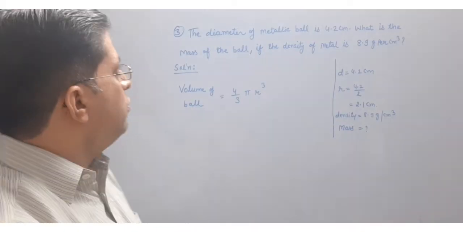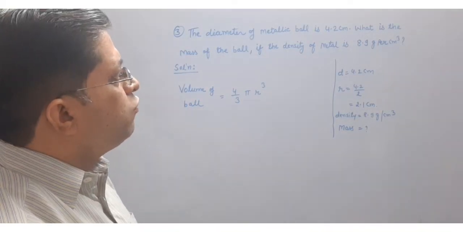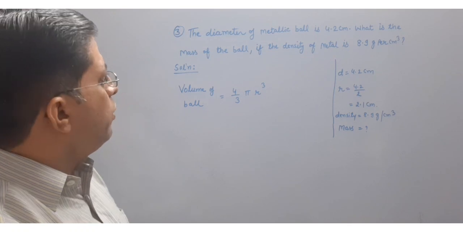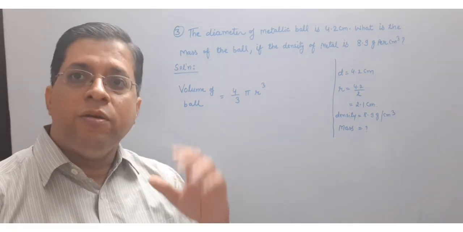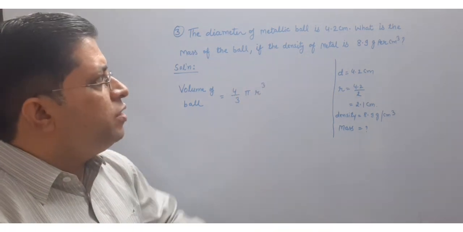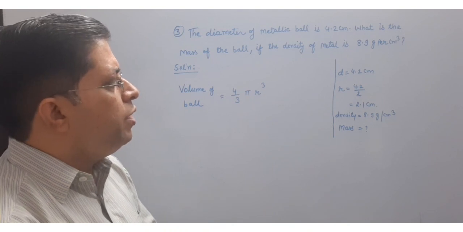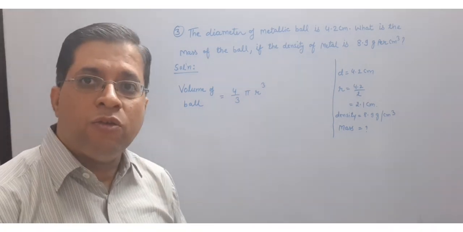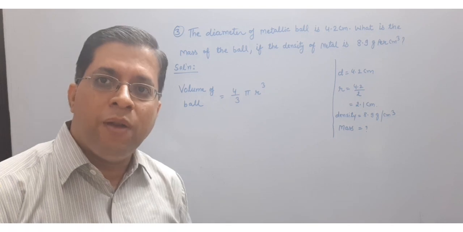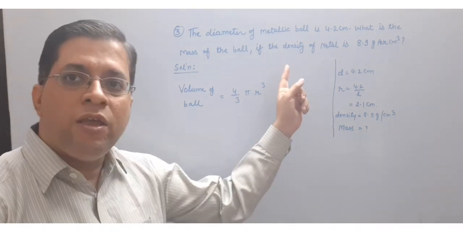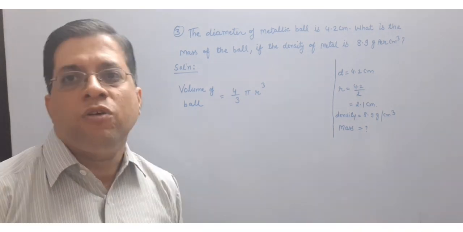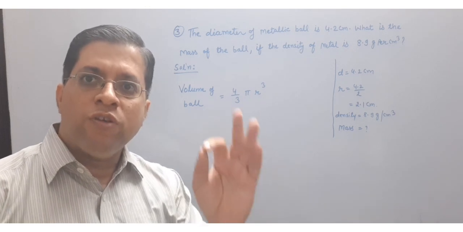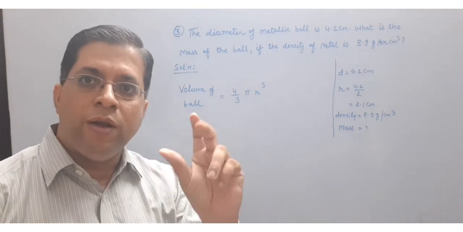Now the next question is, the diameter of metallic ball is 4.2 centimeter. What is the mass of the ball? You have to find the mass. If the density of metal is given to you 8.9 gram per centimeter cube, it means if you multiply this density into volume, you will get mass of it. So what to do? First of all, you have to find out volume of that ball.